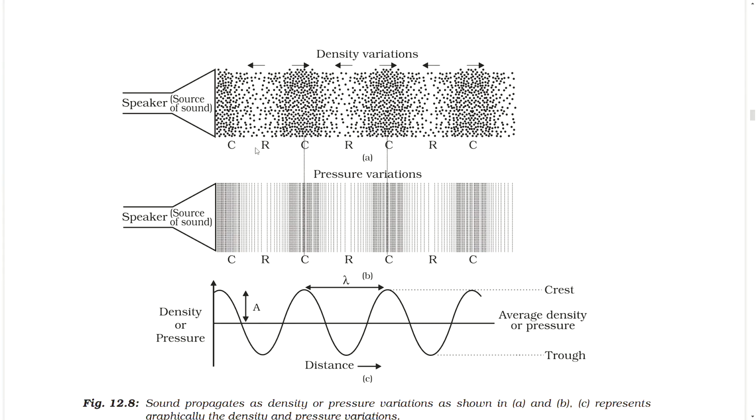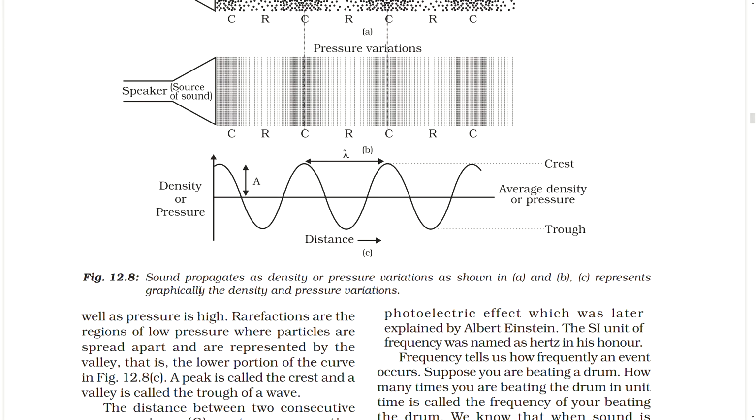Density variation, speaker, source of sound. Pressure variations. Speaker, source of sound. Density or pressure, distance, crest, average density or pressure, trough, lambda. Figure: sound propagates as density or pressure variations as shown in A and B. C represents graphically the density and pressure variations.